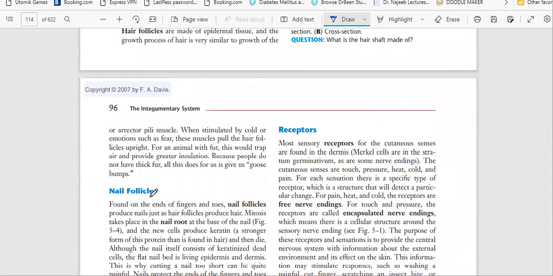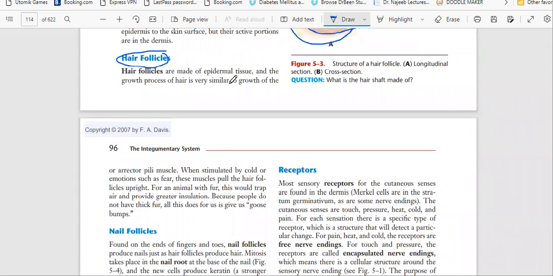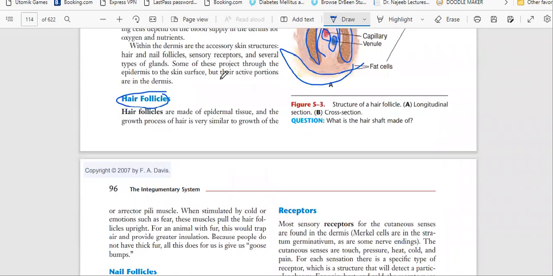Then they have hair follicles. Hair follicles are made up of epidermal tissue. So which type of tissue does it have? It has epidermal tissue, and the growth process of hair is very similar to the growth of erector pili muscle. When stimulated by cold or emotions such as fear, these muscles pull the hair follicles upright. For an animal with fur, this would trap air and provide great insulation. Because people do not have thick fur, all this does for us is give us goosebumps.